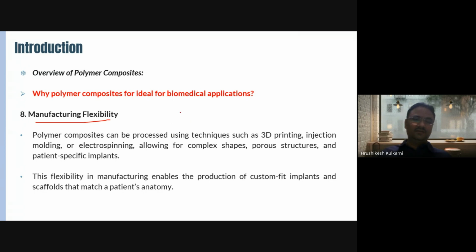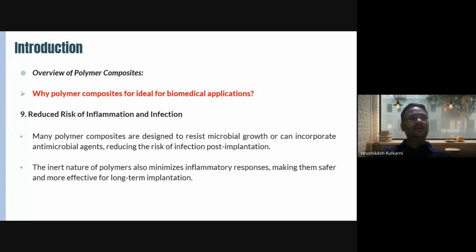Manufacturing flexibility, because nowadays a trend has started that is called 3D printing, injection molding, electrospinning. These advanced manufacturing processes can be implemented for the manufacturing of polymer composites in the biomedical field. Reduced risk of inflammation and infection.